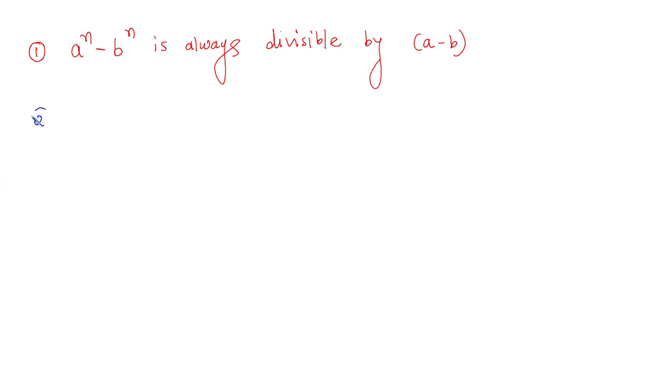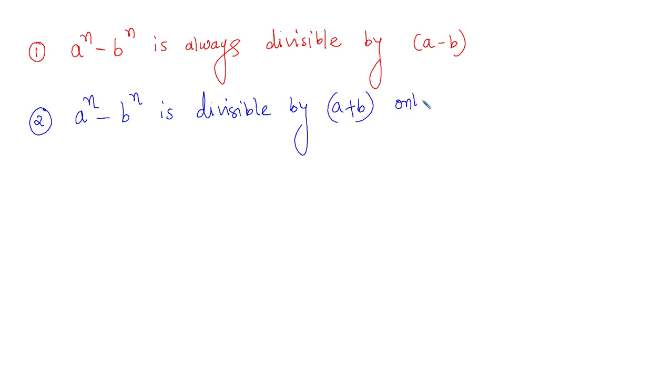The second statement is a to the power n minus b to the power n is divisible by a plus b only if n is even number. Okay everyone, a to the power n minus b to the power n is divisible by a plus b only if n is even number.